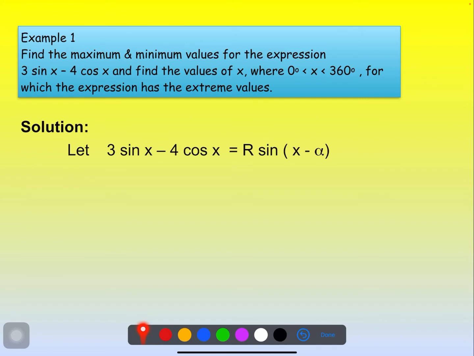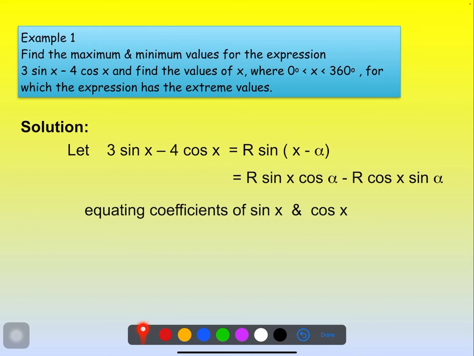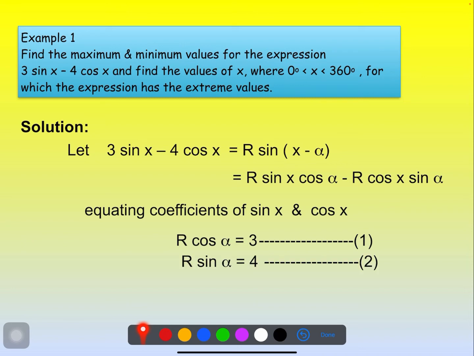Solution. Let 3 sine x minus 4 cos x equal r sine x minus alpha, since here we have sine x. Next, expand this using the compound angle formula: r sine x cos alpha minus r cos x sine alpha. Now we compare both sides, equating the coefficients of sine x and cos x. The coefficient of sine x on the left hand side is 3, and on the right hand side it is r cos alpha. For cos x, the coefficient on the left hand side is 4, and on the right hand side it is r sine alpha.